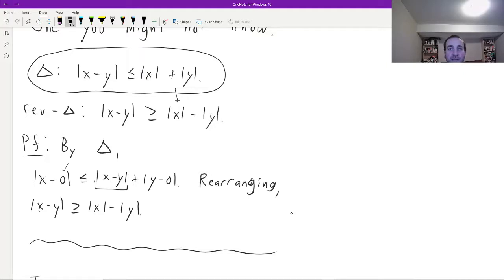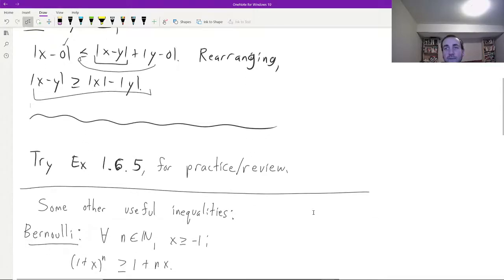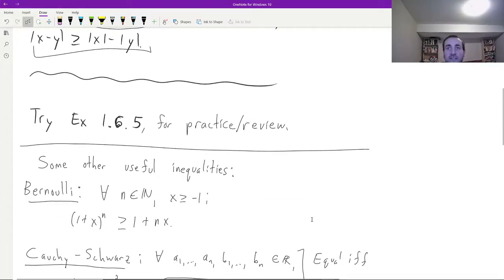If I rearrange that, what do I get? Well, I put this x minus y by itself, move this y over here, and I find that the absolute value of x minus y is bigger than the absolute value of x minus the absolute value of y. So very short proof, but worth remembering because it's very useful in a wide variety of situations. One thing that I suggest is trying exercise 1.6.5 in the textbook, in the lecture notes for practice or for review.